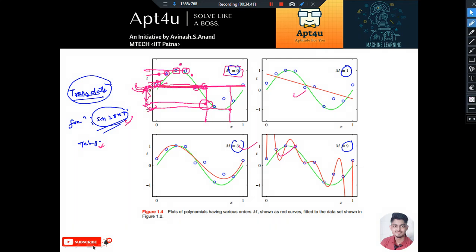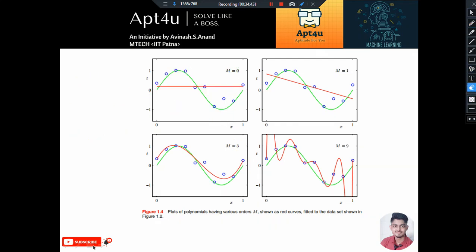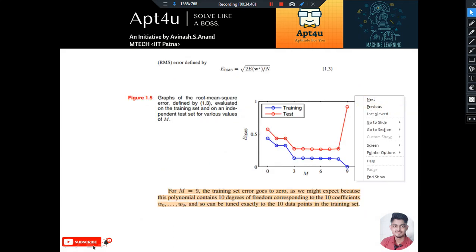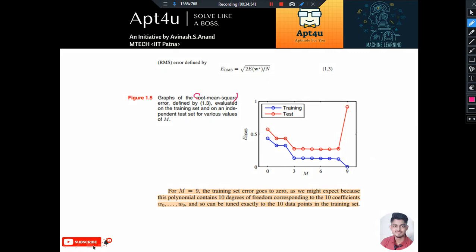Once you do that, we are basically performing an analysis, nothing else. The graph of the root mean square error evaluated on the training set and on an independent test set. Remember how we generate the test set and training set for various values of m. M is nothing but the degree of the polynomial, the order of the polynomial.